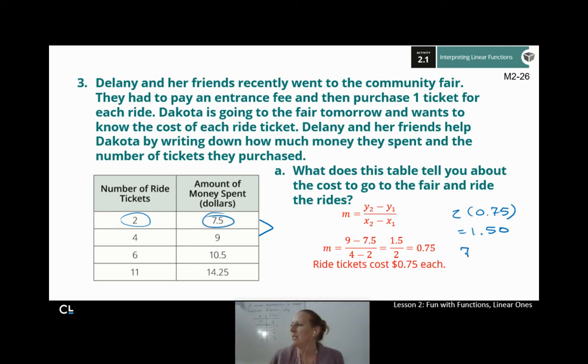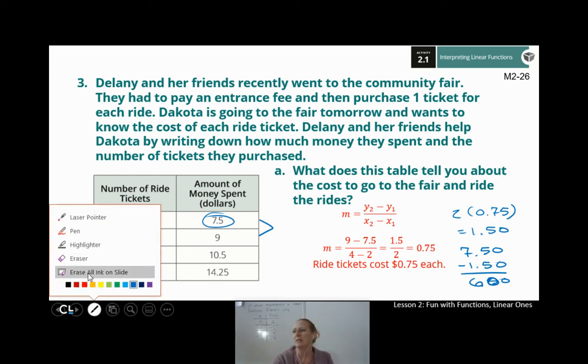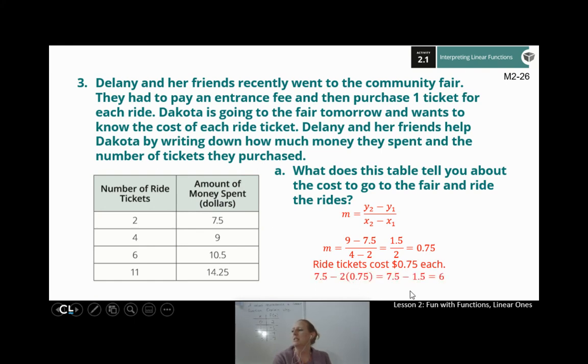So that means if I do $7.50 and I subtract the $1.50 from the tickets, 5 minus 5 is 0. And 7 minus 1 is 6. Oh, look at that. I'm going to erase this and you can see the pretty writing. Let's erase it off. And you can see that means that it costs $6 to get in. So 75 cents per ticket, $6 to get in. Cheaper than the boardwalk.